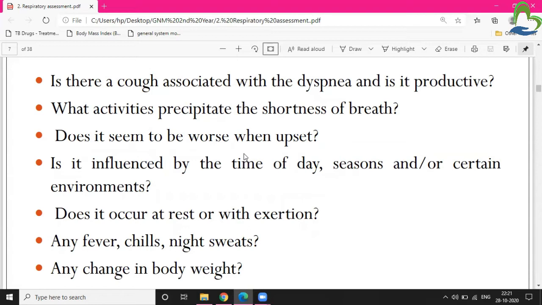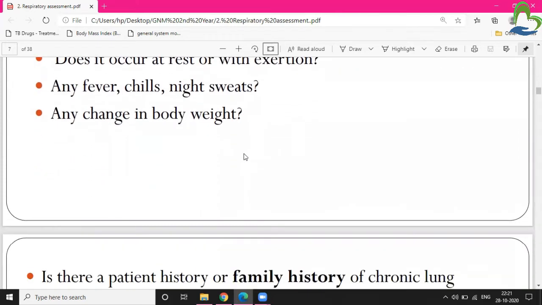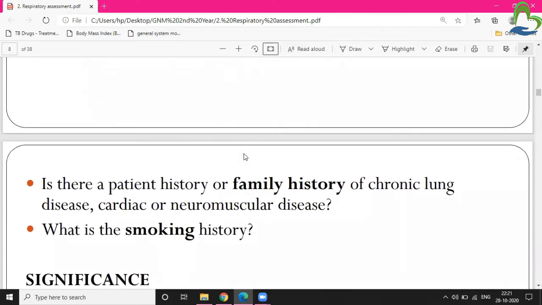Does it seem to be worse when they are upset, if they are in a stressful situation? Is it influenced by the time of day, season, or certain environments, like in a cold season? So we can even plan treatment accordingly. Does it occur at rest or on exertion? Any fever, chills, night sweats along with that dyspnea, any changes in body weight? So we need to take history for this too.